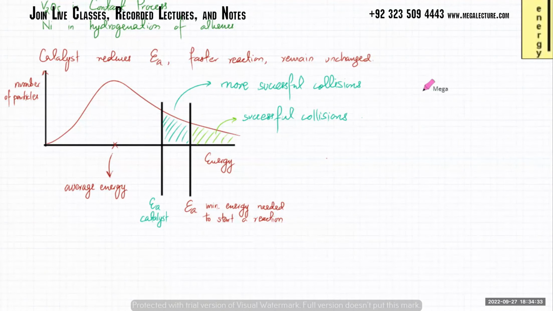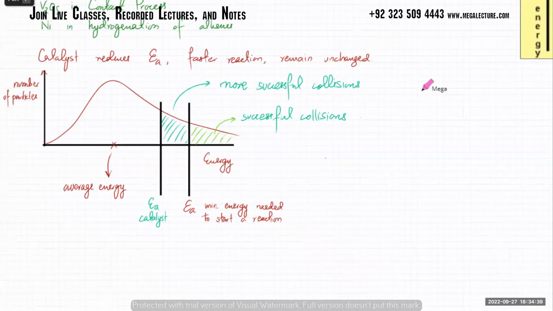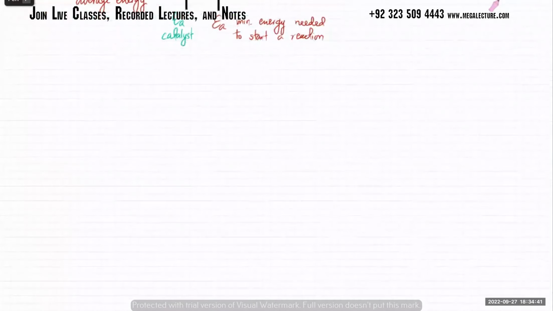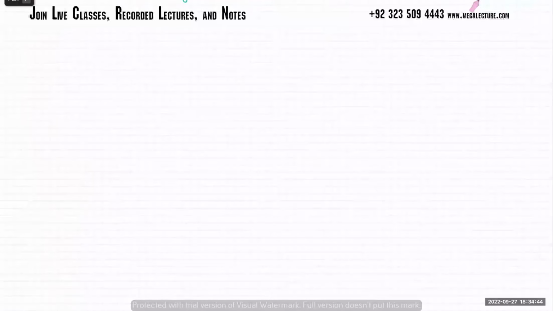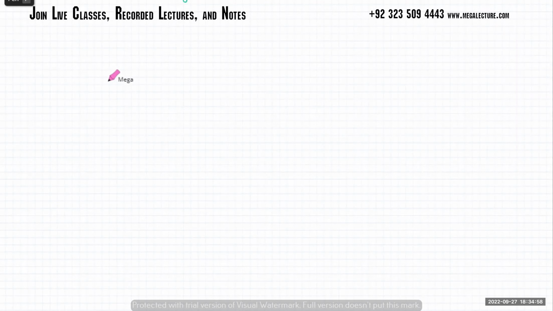Now, coming back to the main point, which is what does a catalyst really do? I'm going to start off with the Haber process. Why is it so hard for nitrogen and hydrogen to react? What's the reason for that? Why do they have such a high activation energy? For every reaction, there's a different reason why the reaction is not happening.